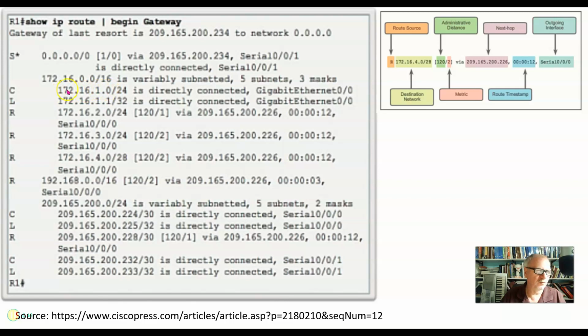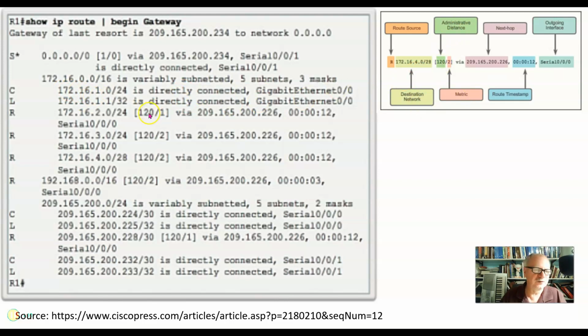So in other words, what network? Now notice that the router doesn't really care about IP addresses. It cares about networks. And so this is the network we want to get to. 172.16.1.0/24. So that is, in other words, now this router knows about how to get to that network.